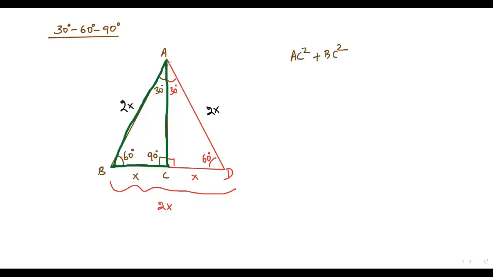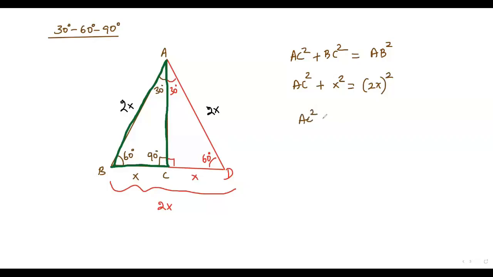I'm squaring this leg and this leg, so it has to be equal to the square of the hypotenuse, which is AB square. For AC, I do not know the length, so I have to solve for AC. For BC, I know the length, that is X, so we'll have X square. For AB, I just got the length, which is 2X, so I have 2X, the whole square.